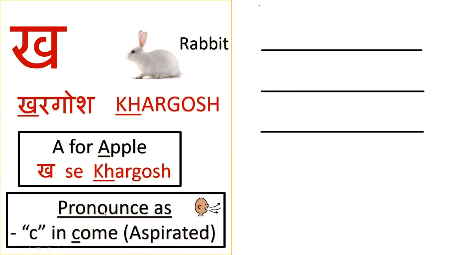To pronounce kha correctly, pronounce it again as C in the English word come, but it has to be aspirated, with a ha sound. So speak with me. Kha.